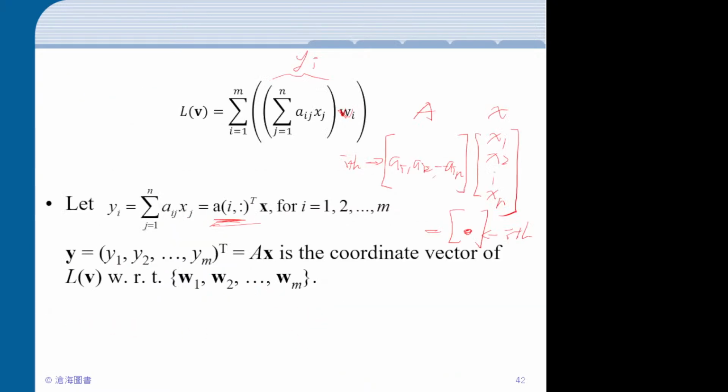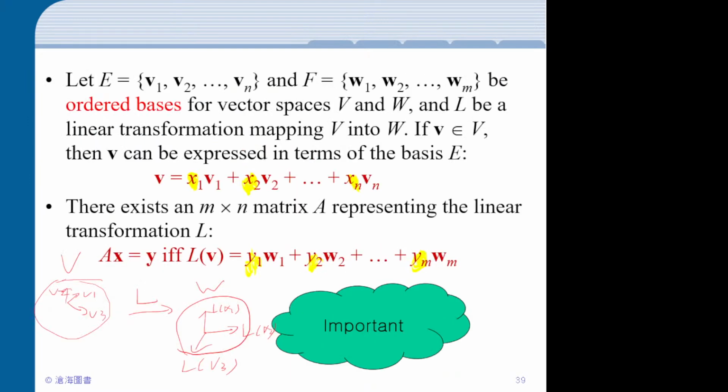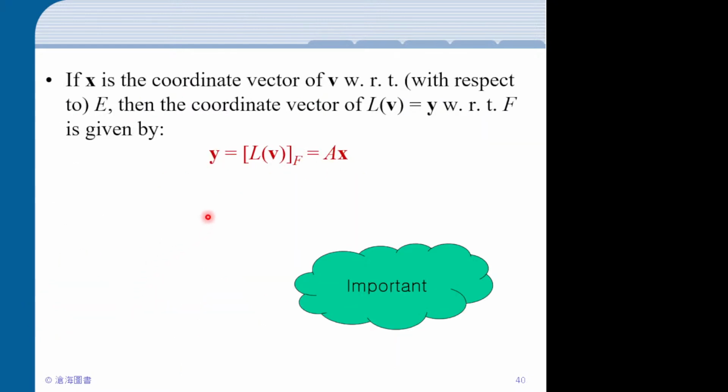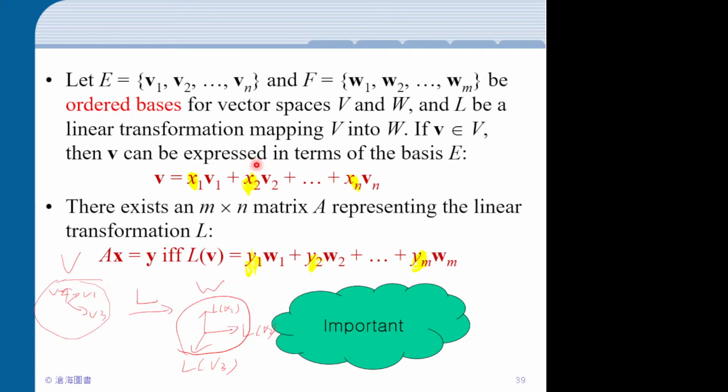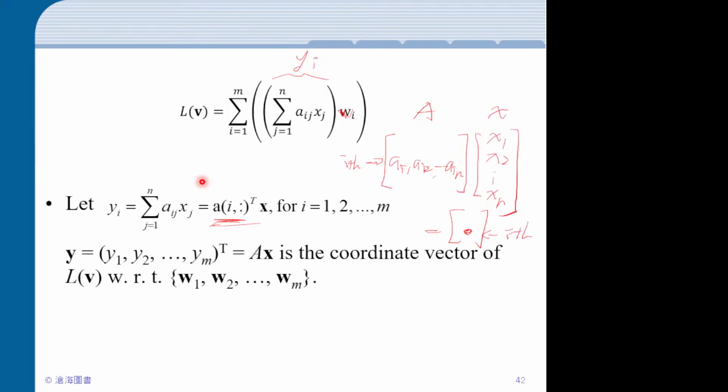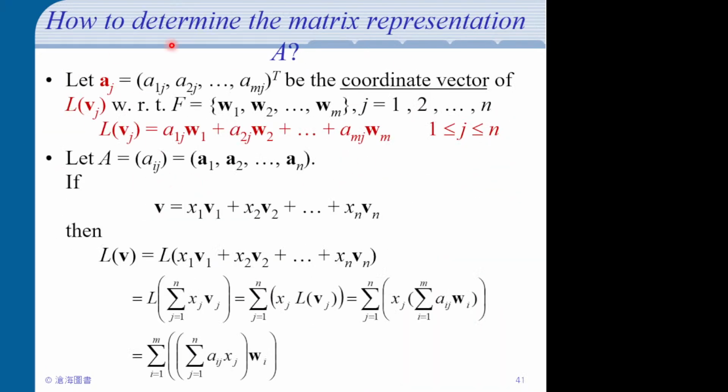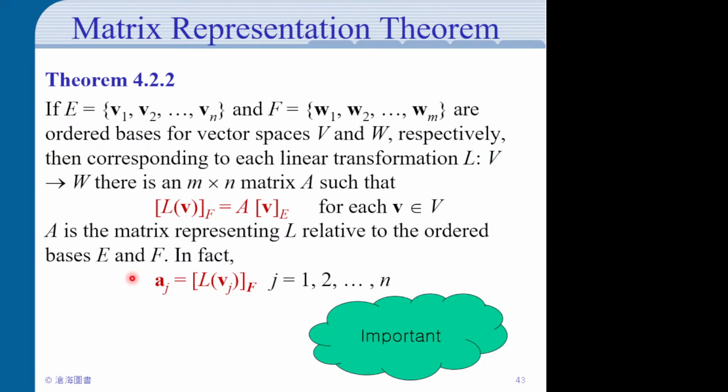And from our statement before, we have found... actually, I guess we are doing the proof of the theorem before we state the theorem. But in the proof here, we showed how you find A: you find the jth column of A by taking the jth basis element of V, sending it through L, and then finding its coordinates in terms of F. Okay.